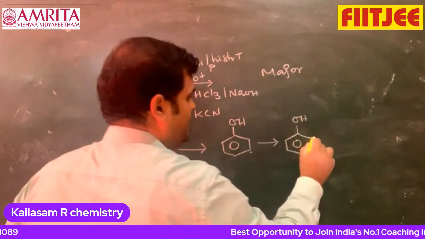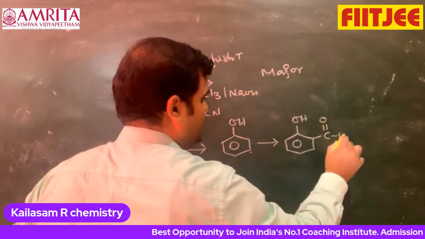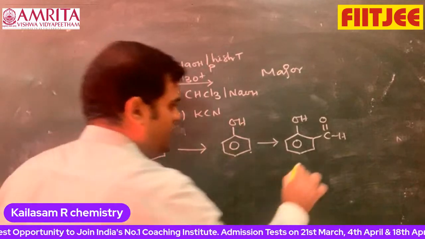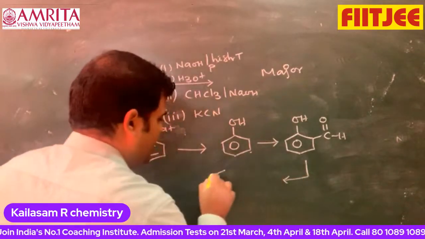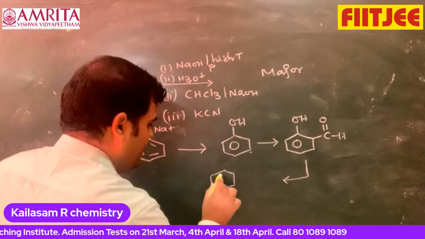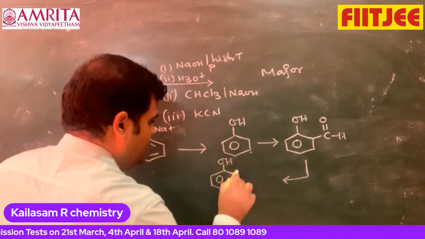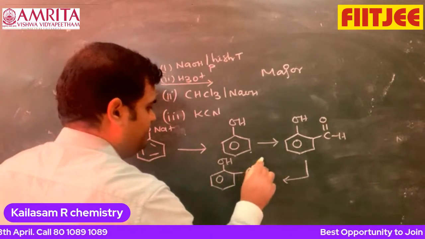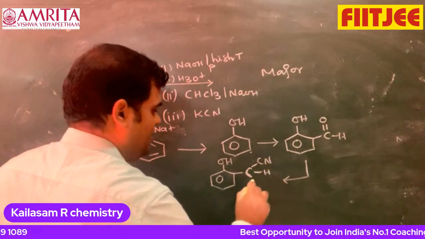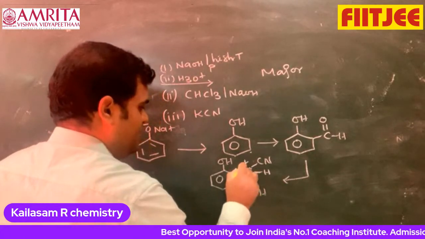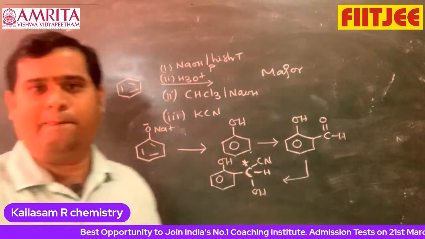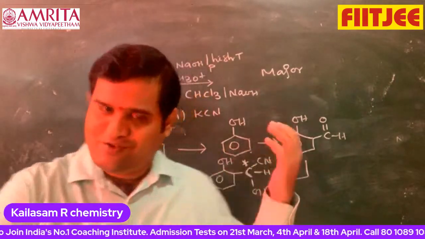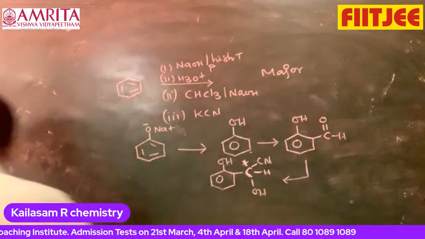I asked major, therefore C double bond OH. Now what I have given? KCN is an example of cyanohydrin formation. So I can say CN, H, OH. It's a chiral compound. Able to follow what I am trying to say? So next, look at that. Next question. Can you try?